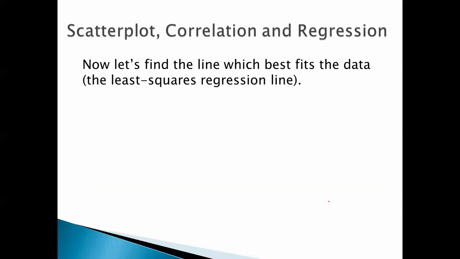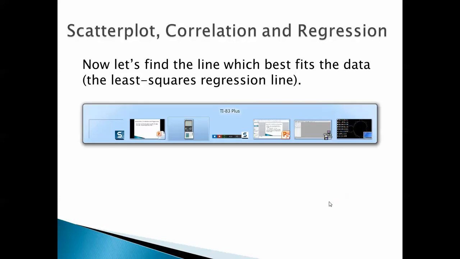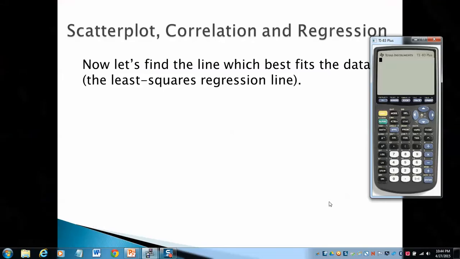Okay, now let's find the line which best fits the data, the least squares regression line. So again, if you want to plot these data. The least squares regression line is the line which best fits the data. I'd say the least squares regression line is going to be something like this over here. It's hard to tell exactly.